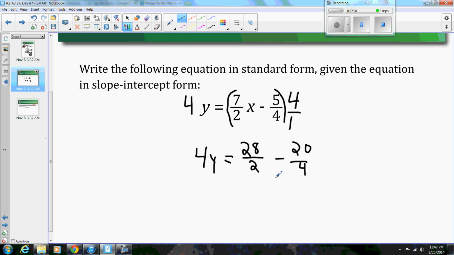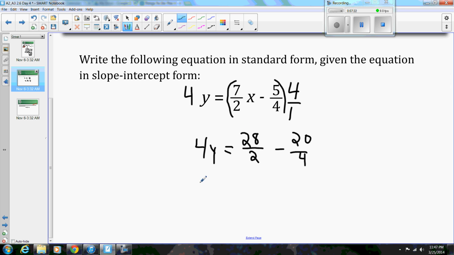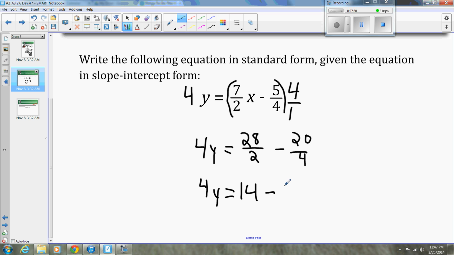28 over 2 and 20 over 4 can be reduced. So I'm going to rewrite those. This becomes 4y is equal, 28 over 2 is 14. 20 divided by 4 is 5. I forgot the x up here. Sorry about that. That stays x because this is really 4 over 1 times 7 halves x.